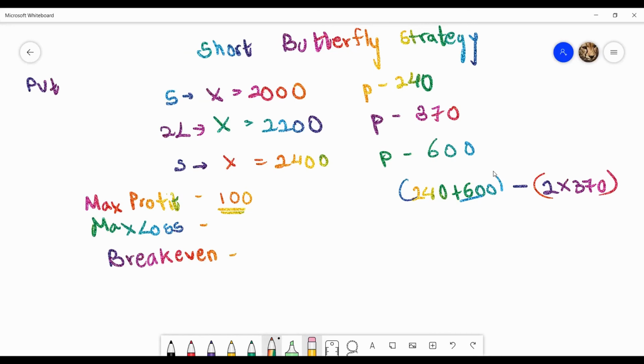Now let's calculate maximum loss. Just like we calculated maximum profit in a long butterfly strategy by taking into account just the first bracket, we are going to calculate the maximum loss as well. What is the difference between 2200 and your first strike of 2000? Your difference is 200, minus your profit. So 200 minus 100, which is equal to 100. So your maximum loss is 100.